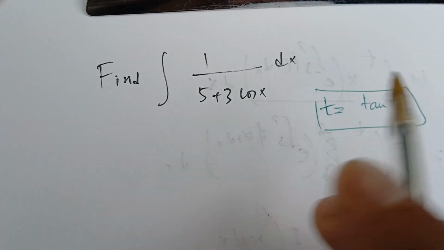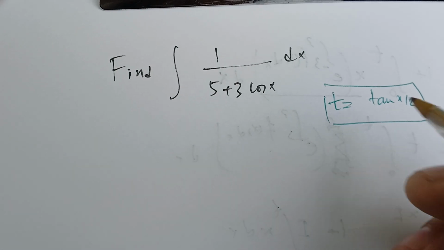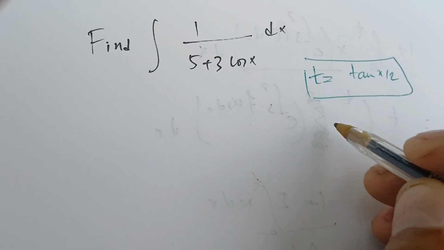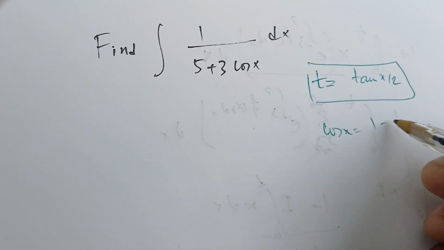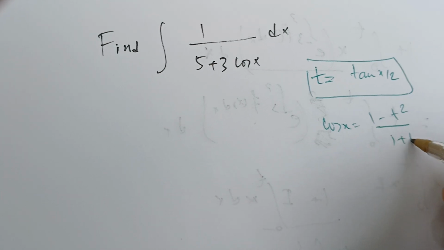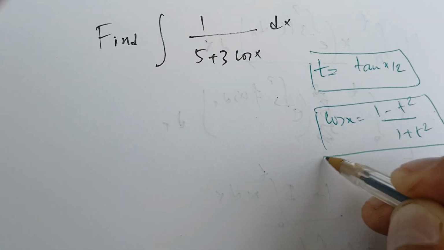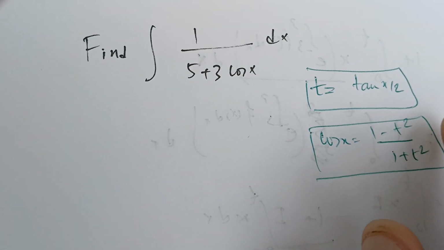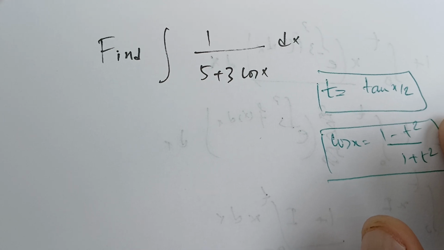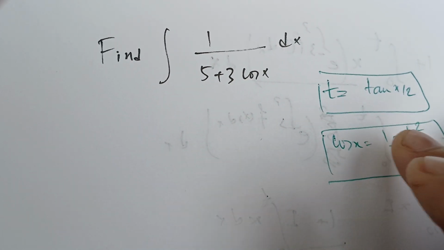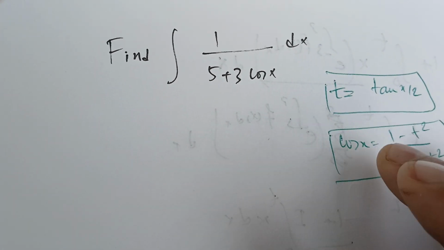So the first thing that we need to know is that in doing this change of variable, we get the cosine of x as 1 minus t squared over 1 plus t squared. I have proved this result in one of the videos. And doing this, we get the cosine. Now we need to have dx.